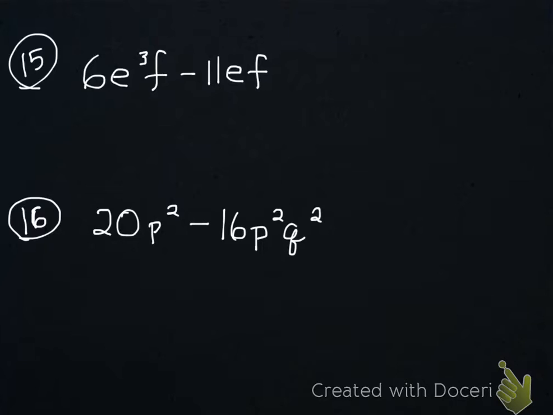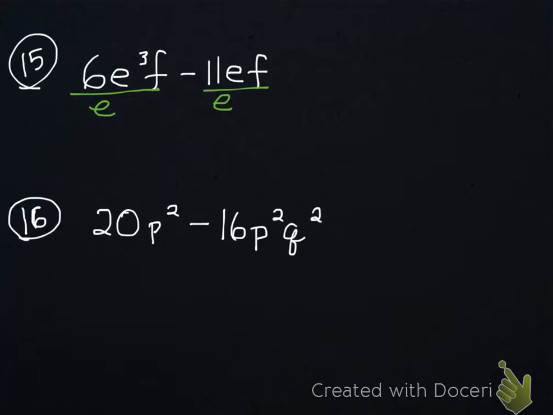Number 15. 6 and 11. Yeah, no, one's even, one's odd, so I can't pull out a 2. 11's not divisible by 3. 11's prime. It's only divisible by itself and 1, so that doesn't really help me. So let's look at our variables, our letters. So I have 3 e's in the first term, 1 in the second. So that means I can pull out 1.